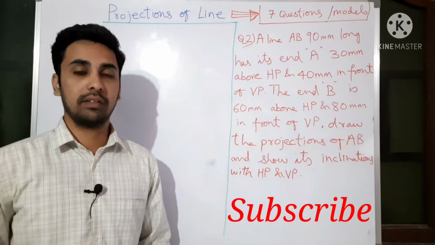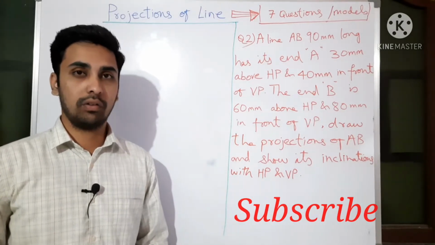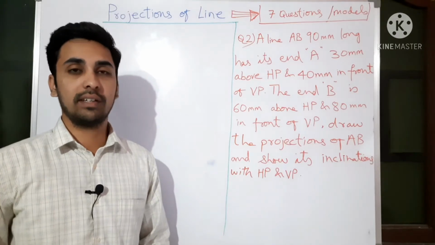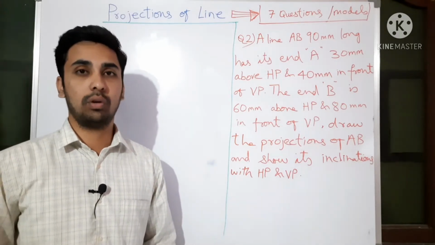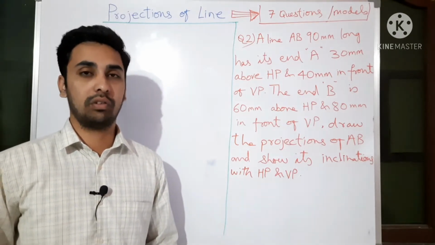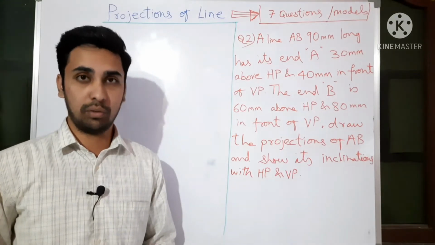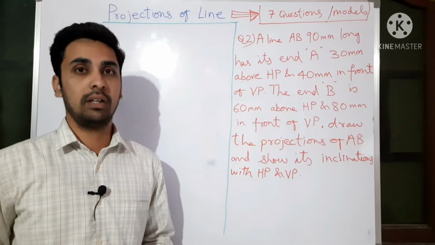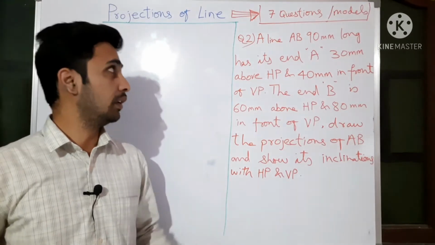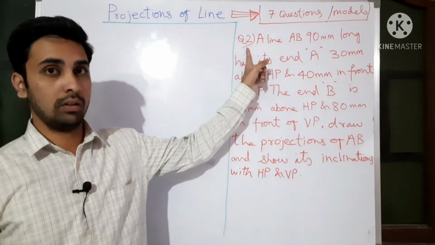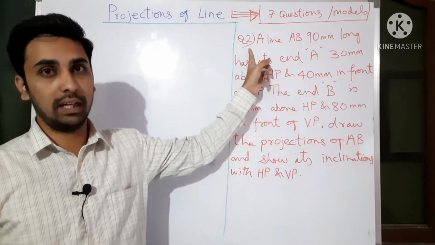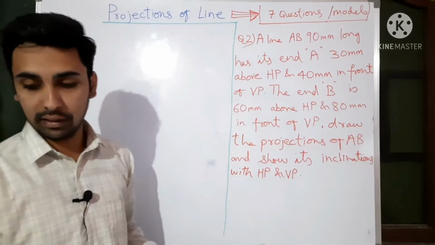Today we will discuss the second question of projections of line inclined to both the planes. As I said in the previous video, we have a total of 7 models or 7 questions, and I will discuss according to those 7 models. In the previous video I did the first question; today's video is the second question out of 7. Let us see what they are asking in the question.